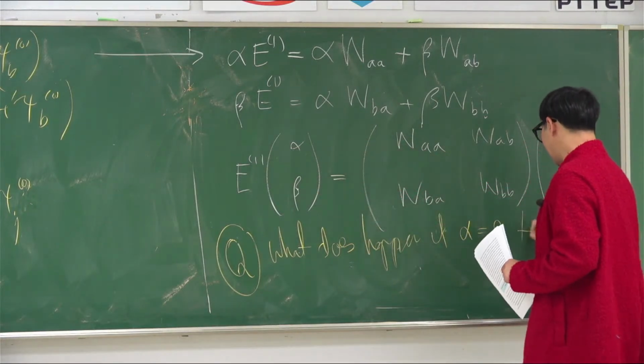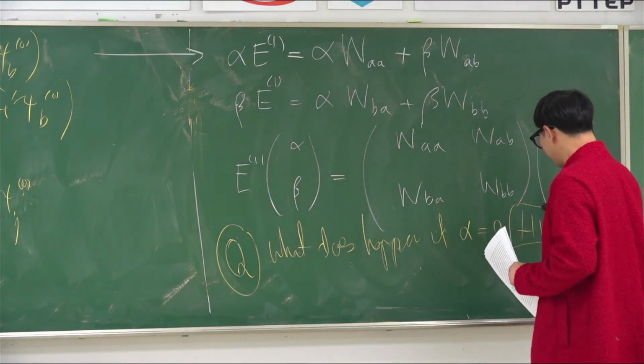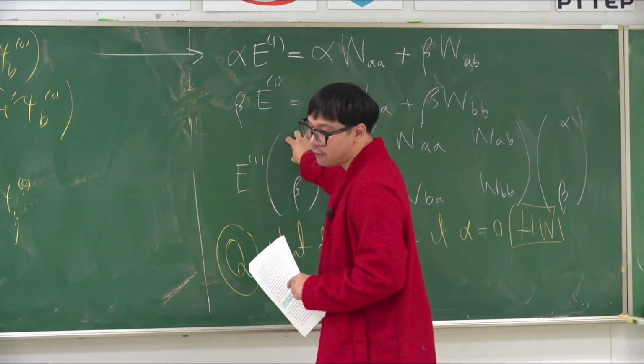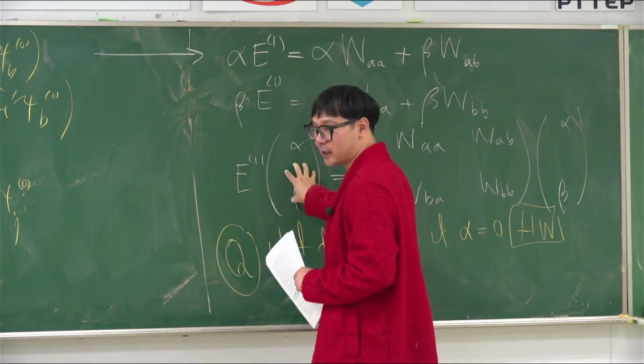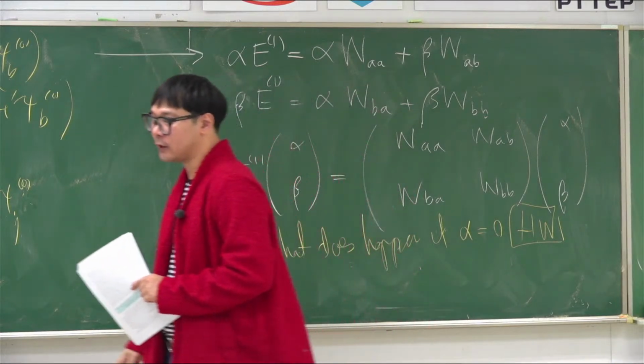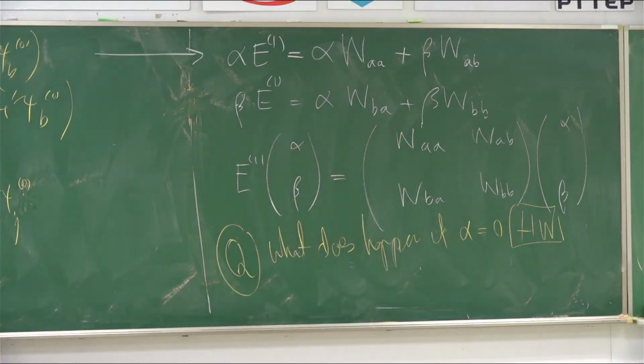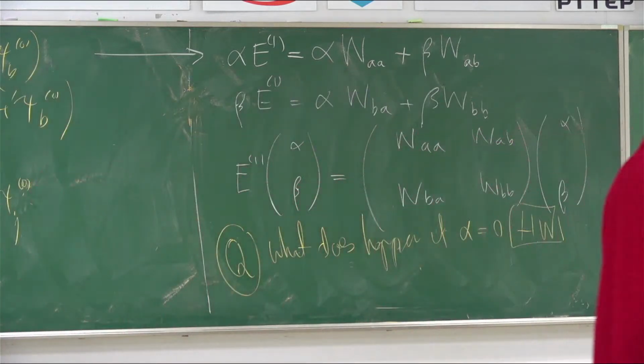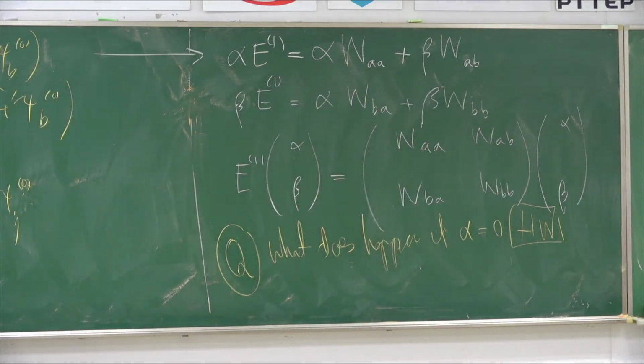Then I'm going to leave this as homework for you to prove yourself that once you set alpha to be 0 or beta to be 0, you will get the non-degenerate case. It's not difficult, just a few steps of math.